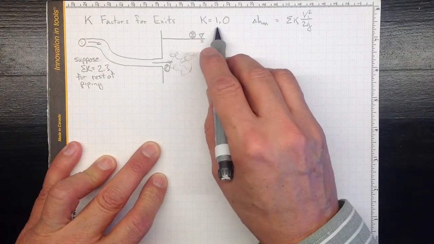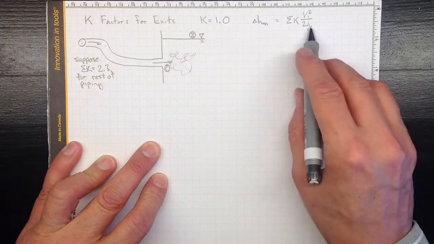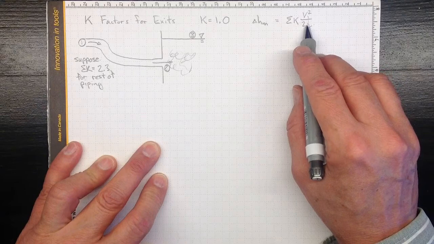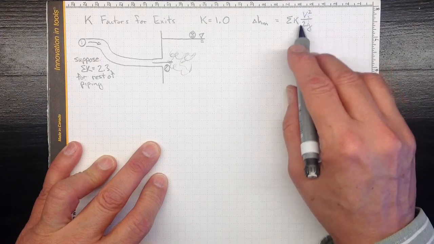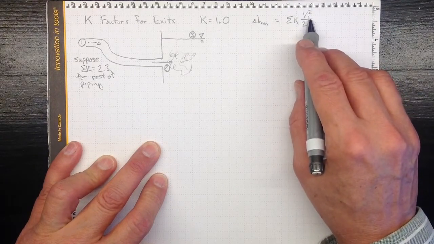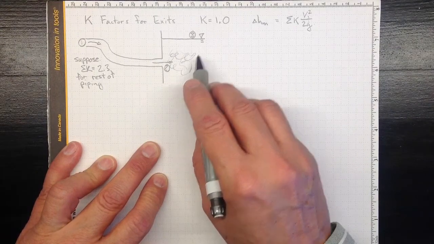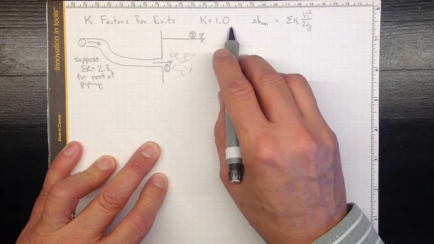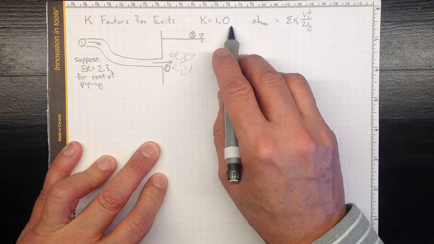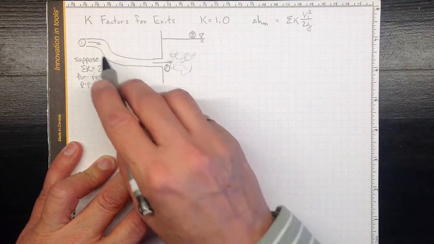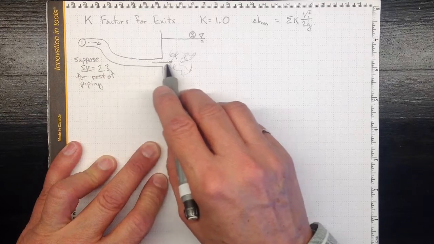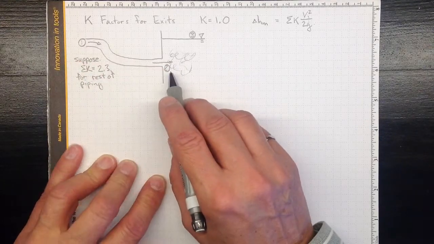The k-factor will be equal to 1.0 because the v squared over 2g, the dynamic head, the total kinetic energy that was available in the flow here, all dissipates as turbulence. So the k-factor for an exit is always 1. But the question comes up of whether or not to include the k-factor in the piping calculation.